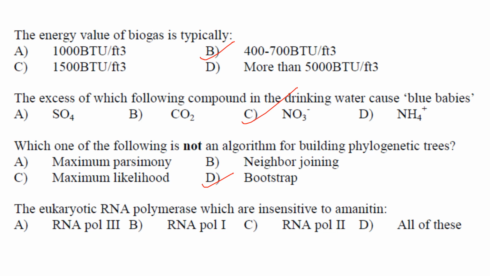Then next one. The eukaryotic RNA polymerase which is insensitive to amanitin is RNA pol 1. It synthesizes 28S, 18S, 5.8S rRNAs. Then RNA polymerase 2, it is mRNA synthesis and is highly sensitive. Whereas RNA polymerase 3, that is tRNA and 5S rRNA synthesis, it is moderately sensitive. So the answer here is option B.